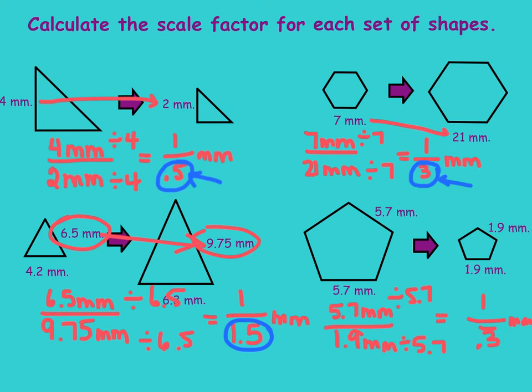All right, so taking a look at our last one, I have the ratio of 5.7 millimeters compared to 1.9 millimeters. I simplified my numerator to 1, and in the bottom I got 0.3 repeating, which is really 1/3. So that would mean that this shape here is 1/3 the size of this one.